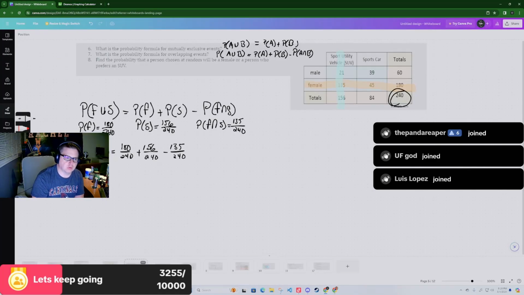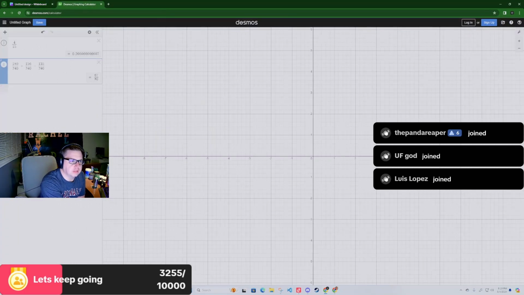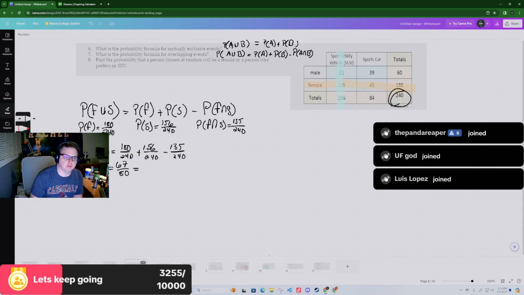So this is going to get us 67 over 80, which when we looked at the percent or the decimal, 0.838. Move it 2 spots and it becomes 83.8%. All right.